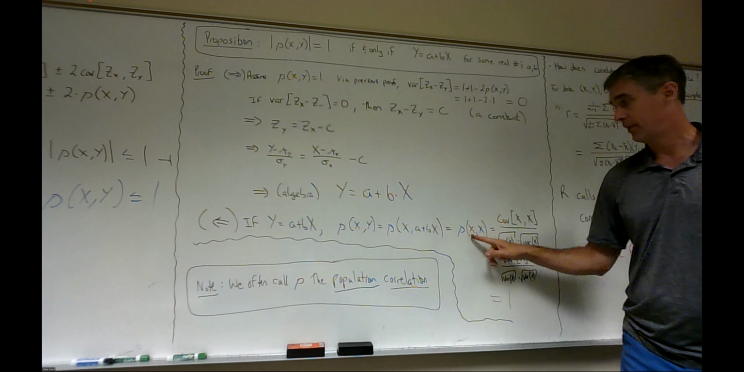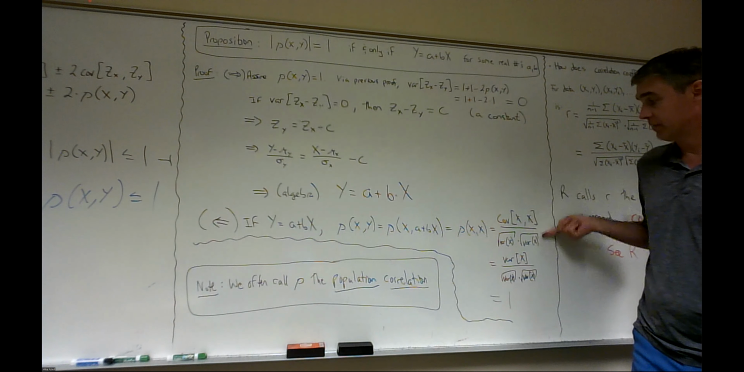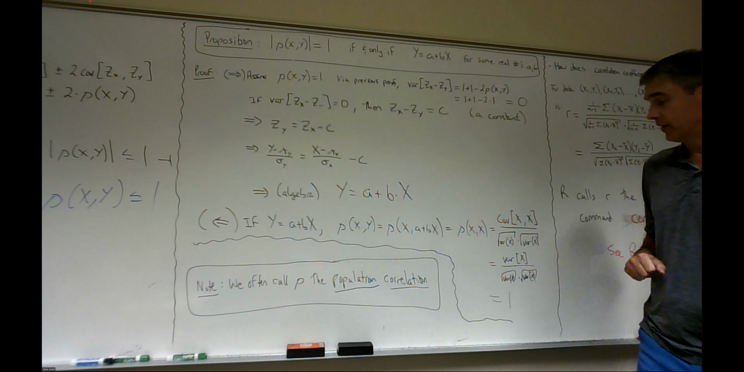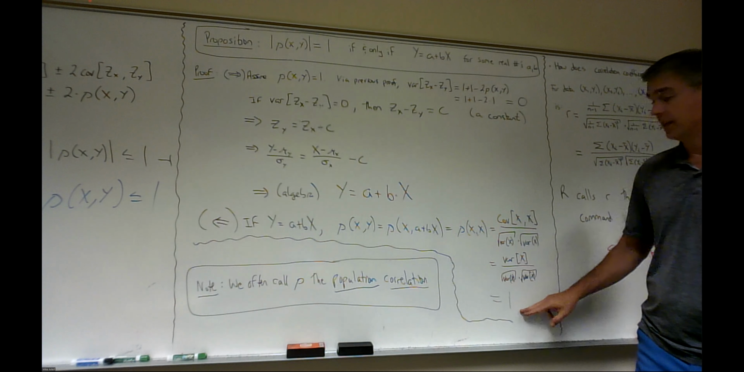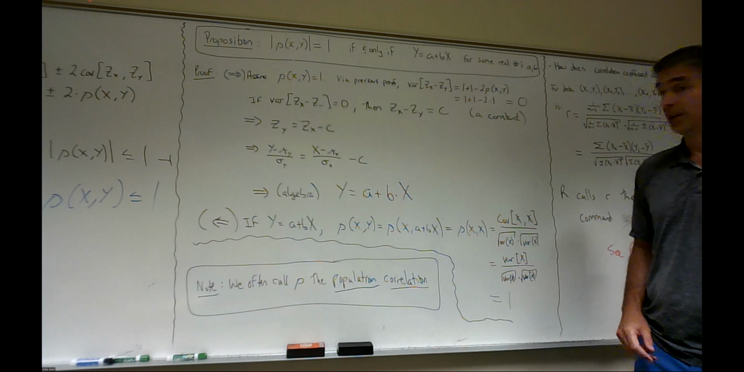So I can just scrap them, and it's correlation of x and x, which by definition is this. The definition of the correlation coefficient. Covariance of x with itself is variance. And if I take variance divided by the square root of variance times the square root of variance, that gives me a 1. Okay. So that's kind of cool.